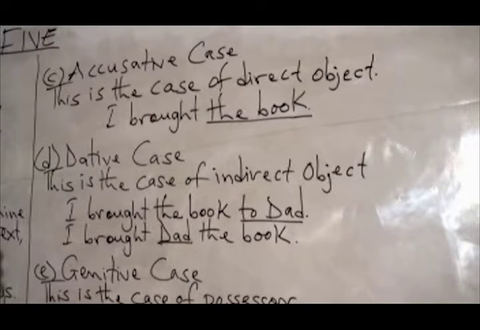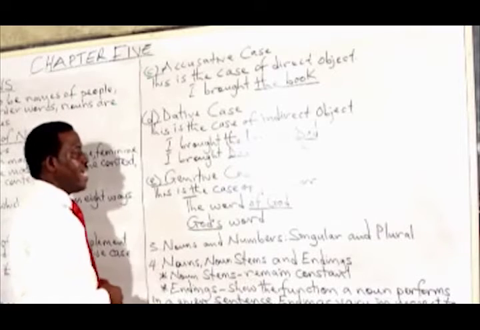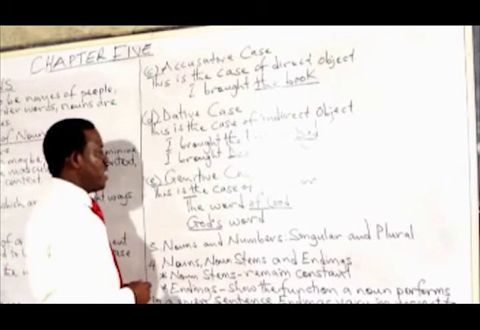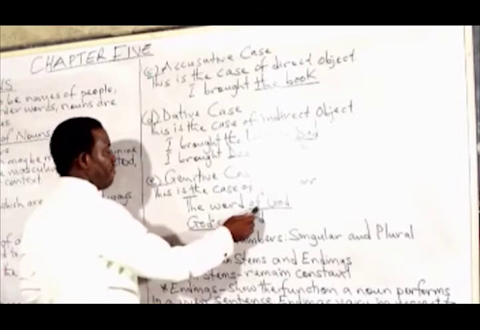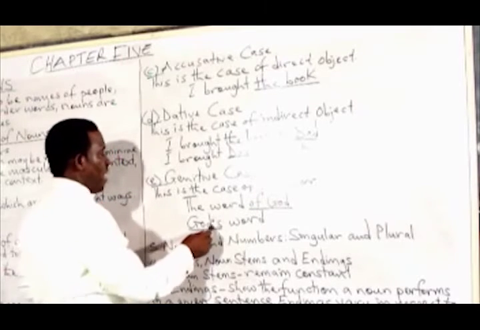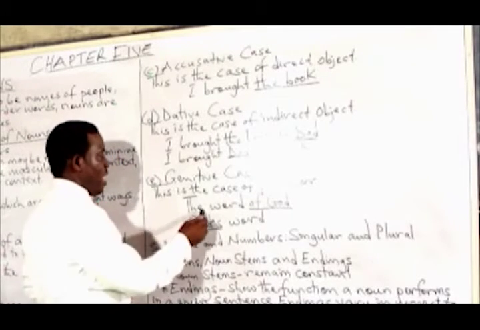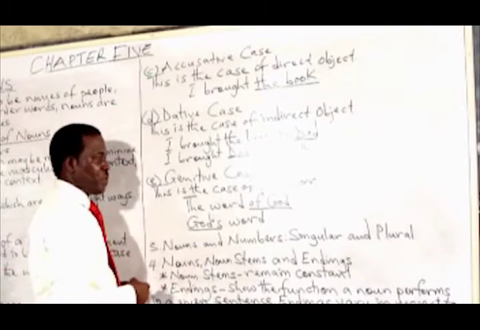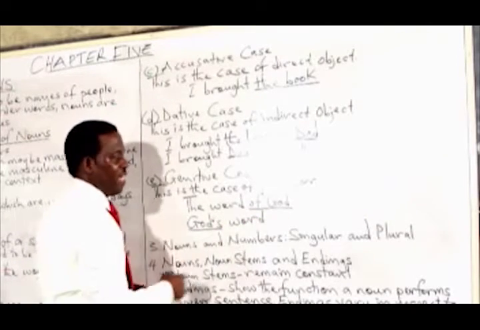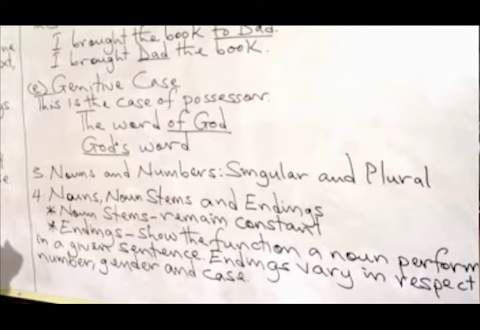The next one is genitive case. This is the case of the possessor, and there are two ways that you can show that in English: with the use of "of" with the possessor, or the use of apostrophe s. There we have the word of God. Since "of" is used with God here, it shows that God has the word. Then here we have God's word with apostrophe s, which shows that God is the possessor here. So any noun that holds something is put in genitive case in Greek.